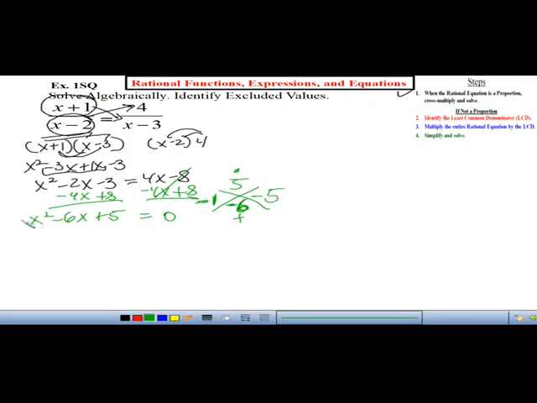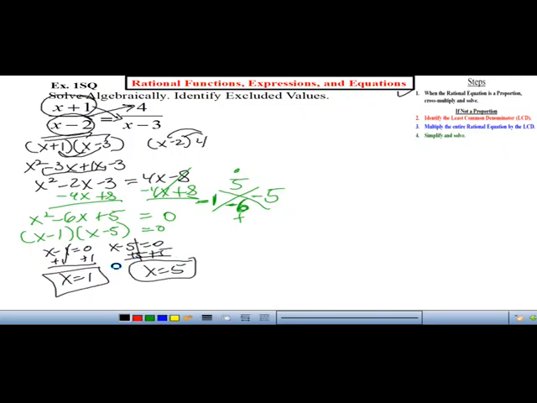And since this one doesn't have a leading coefficient, I just write x minus 1 times x minus 5, and all that equal to 0. All right, set each one equal to 0. So we end up with x minus 1 equal to 0, x minus 5 equal to 0, and solve. Plus 1, plus 1, x equals 1. Plus 5, plus 5, x equals 5. These are my solutions. Are we done?